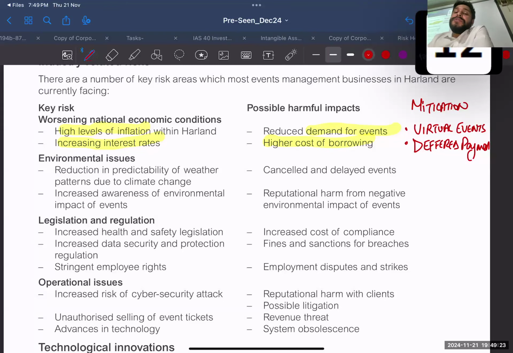Next, environmental issues. Reduction in predictability of weather pattern due to the climatic change. Increase awareness of environmental impact of events. Now, what could be the possible impacts? Reputational harm from negative environmental effect of the events. Yes. Well, how could you mitigate just on the basis of the information that we have right now? Can anyone help me?